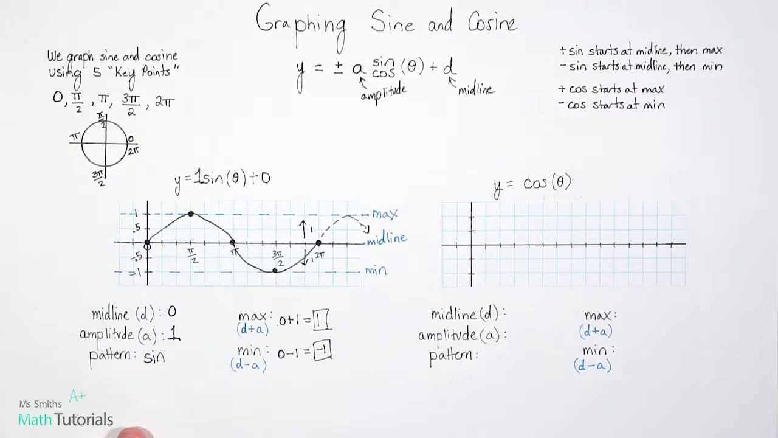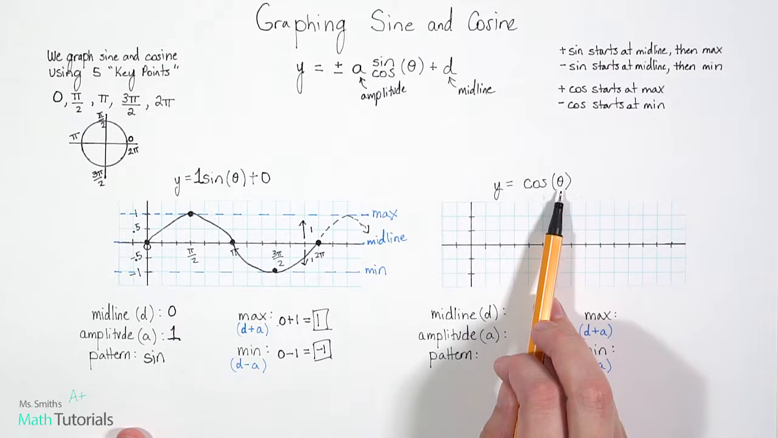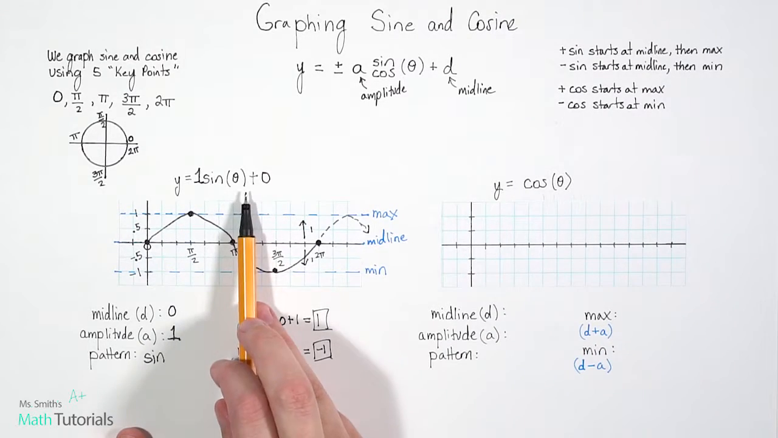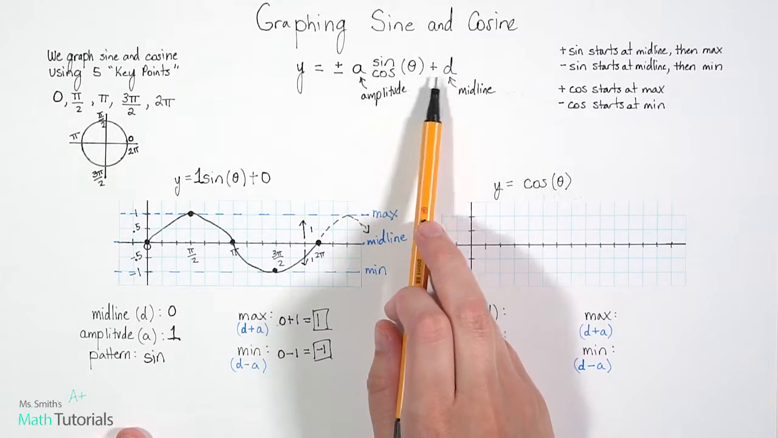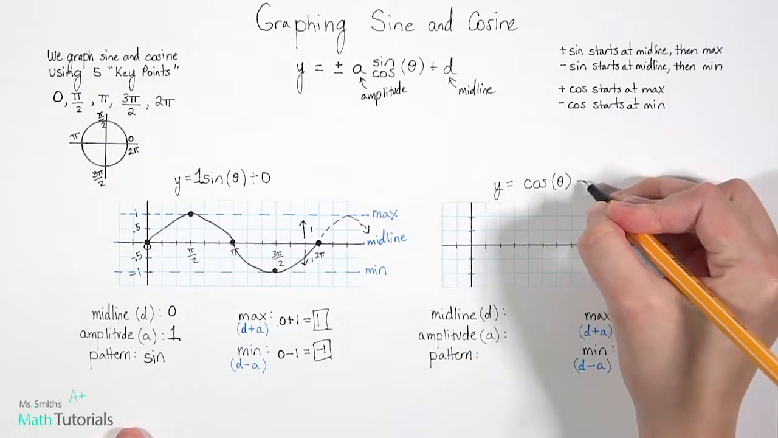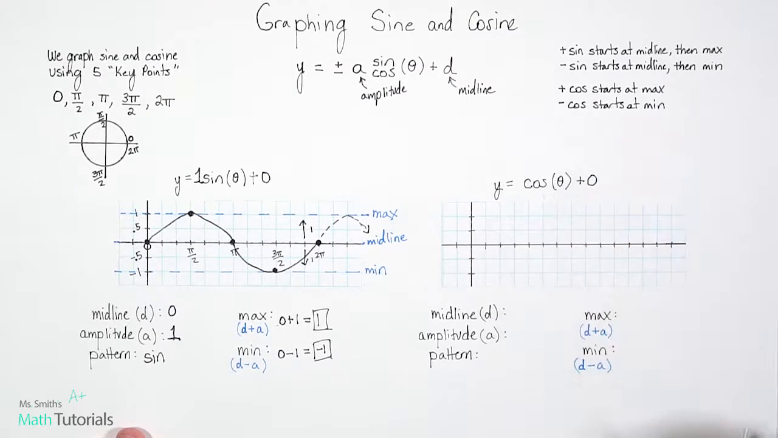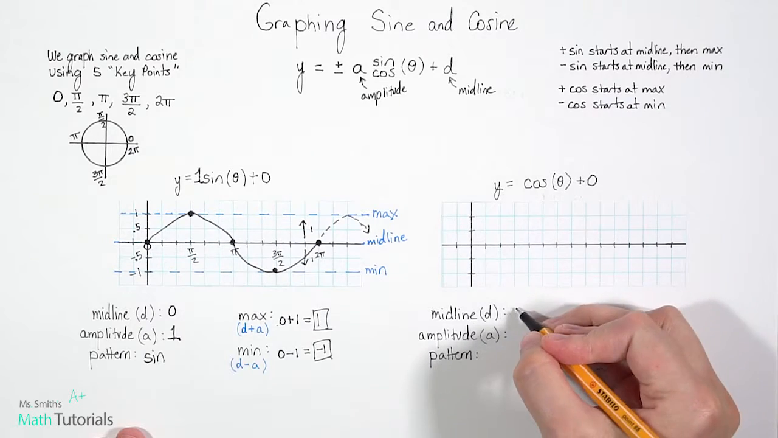Okay, let's look at our second example. So this says y equals cosine of theta. So very similar to this one in that we don't have a lot going on either side of the cosine. So let's go ahead and fill in what we know is there. So our plus d, there's nothing there, so that means it has to be plus 0. That would make our midline, our d, 0.